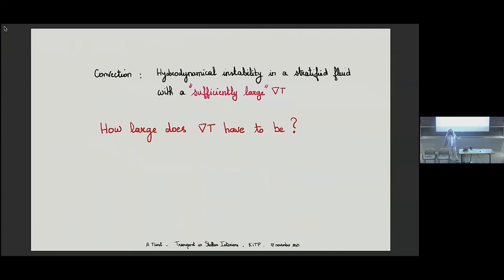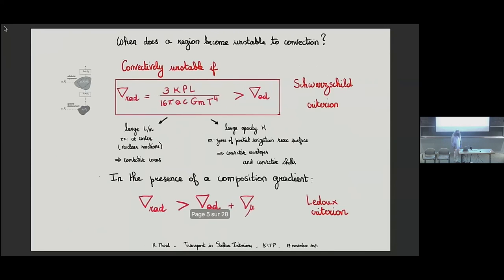So how large does the temperature gradient have to be? It's easy to show by a little animation of a blob, a little hand waving with blobs. You take a blob of matter in a stratified medium with a temperature gradient. You take it up, it will expand adiabatically. And then when it is in pressure equilibrium with the surroundings, you look at its density, and if the density of the blob is larger than the surrounding density, it will sink back. That's stable. If it's smaller, it will continue to rise, and it's unstable.